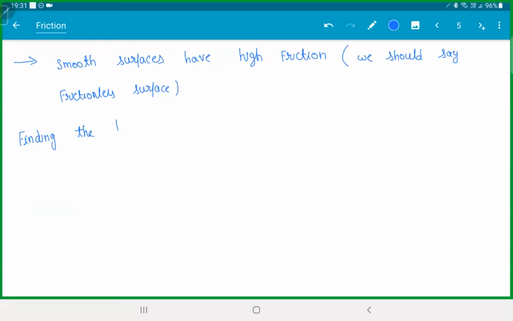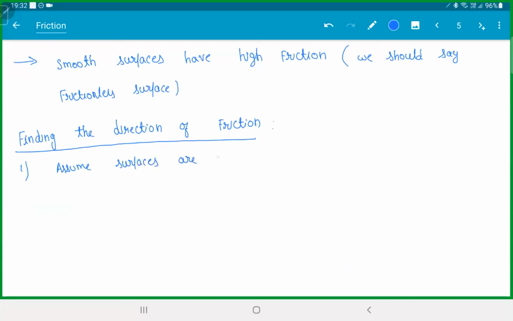Finding the direction of friction. We finish with this today. Next class we'll do more problems. Step 1. First, assume surfaces are frictionless. So whenever you have two surfaces, assume there's no friction between them. Just an imaginary thing. Then see, if there is no friction, how they would have moved.